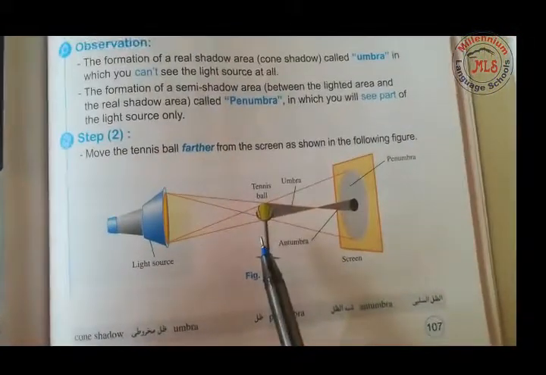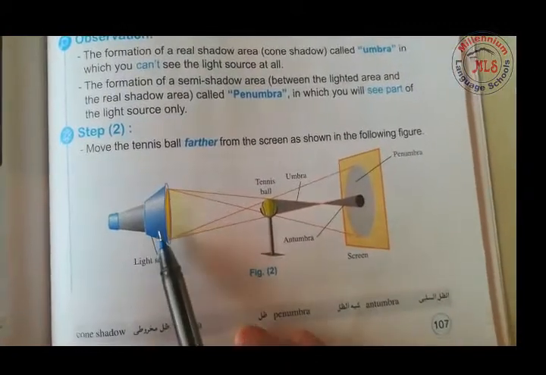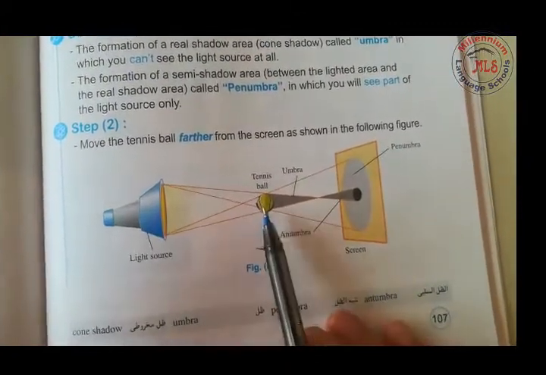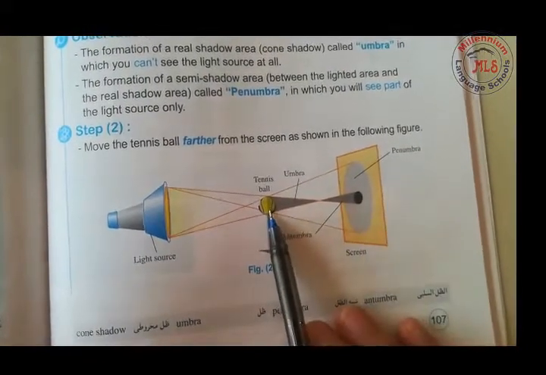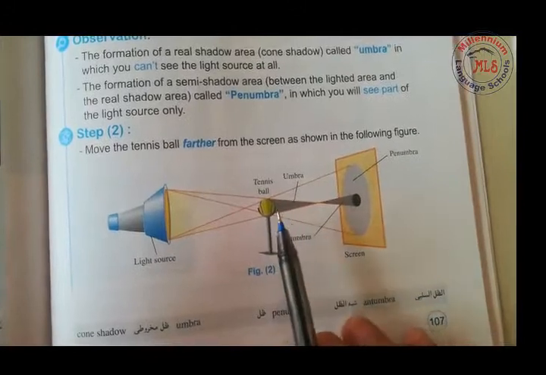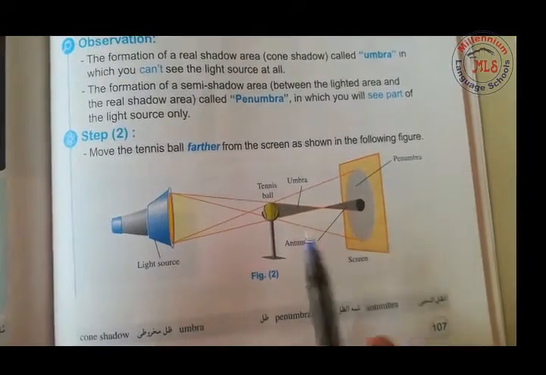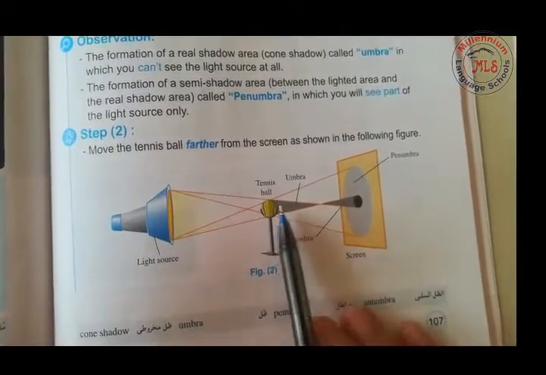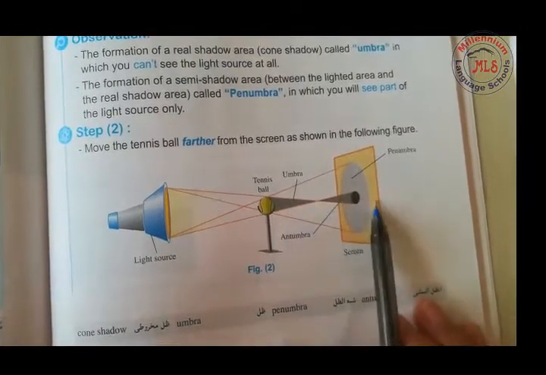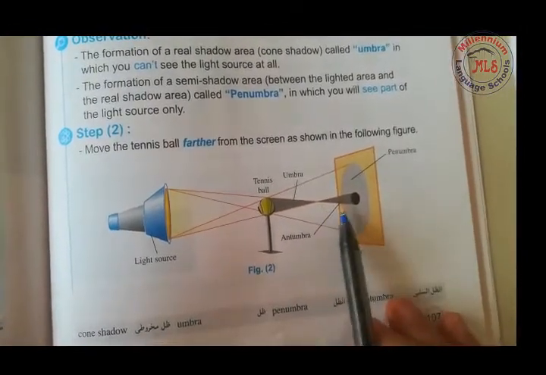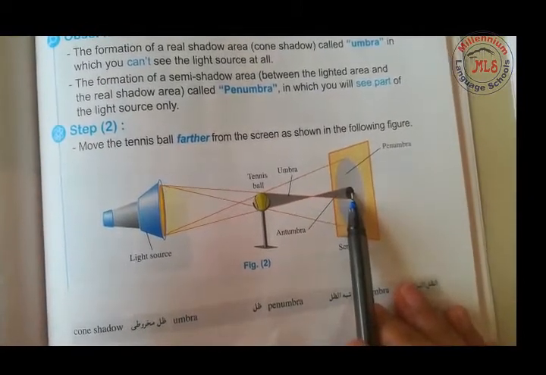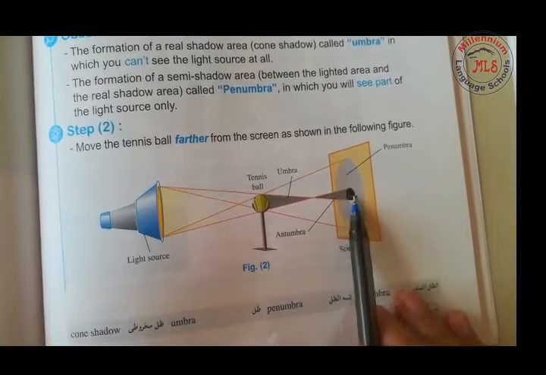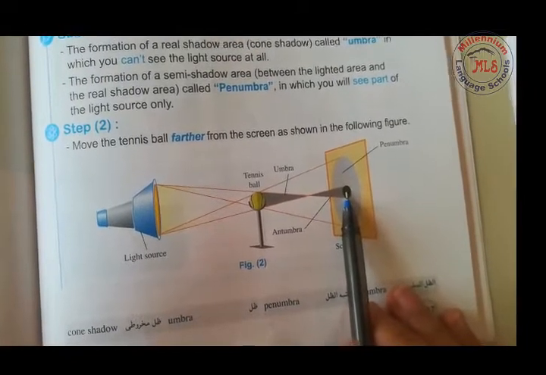Look at this picture. In this experiment, it represents annular solar eclipse. This is the source of light, which represents the sun. This is a tennis ball, which represents the moon, and this is the screen. When the moon is at the highest position from the earth, the umbra cone doesn't reach the earth. It ends, and this is called the end umbra. So this area is called the end umbra area.